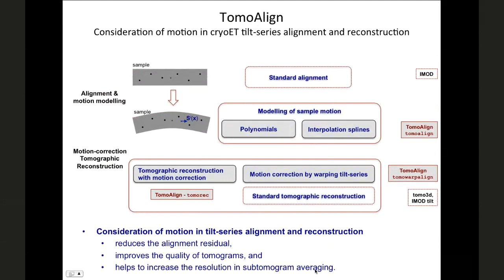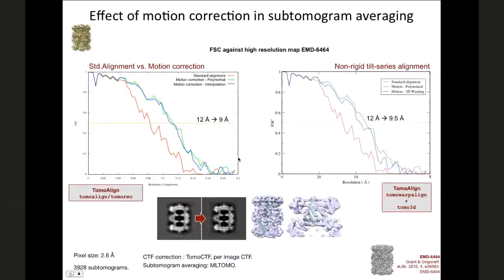To show an example of this, in the next slide I show the results we obtained with subtomogram averaging from the proteasome datasets. Nearly 4,000 tomograms were subjected to subtomogram averaging, and with the standard tilt series alignment, we obtained around 12 Angstrom resolution, and with motion correction, either with polynomials or interpolation splines, we observe an improvement of around 3 Angstrom, from 12 to 9.